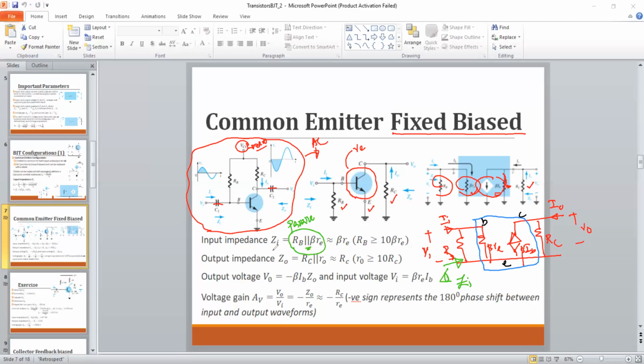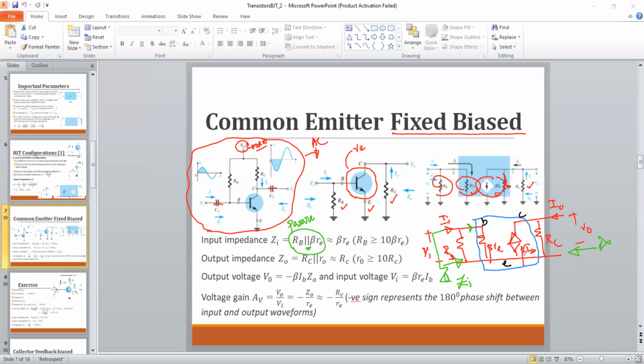Similarly, what happens to the output impedance? Output impedance is the resistance or impedance you can see from the output circuit when your input is 0. If you make your input 0, you can just short circuit the input. Then what about IB? IB is simply 0 because no current flows through the input circuit, as your source is set to 0. So this is short, the input current is 0, and whatever base current flows through this branch is 0.